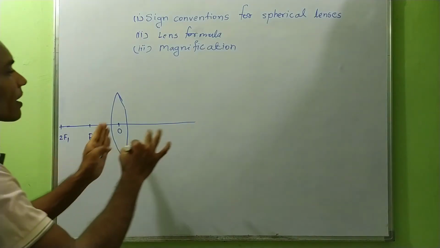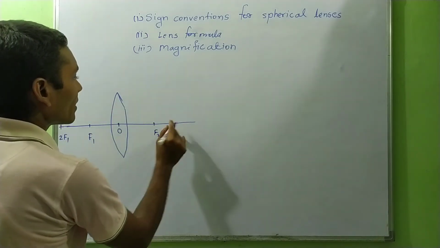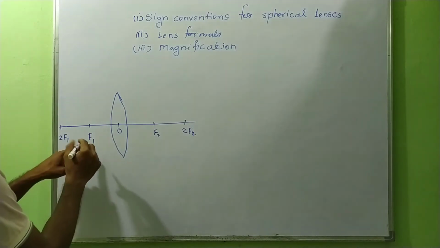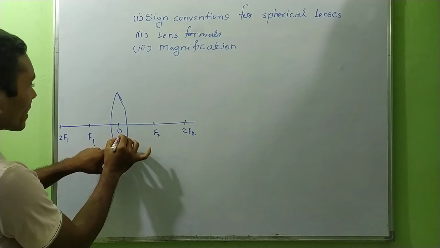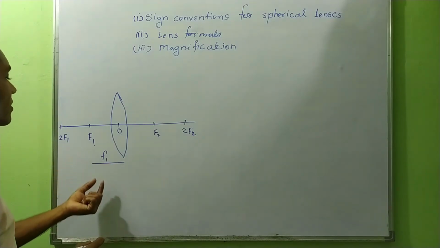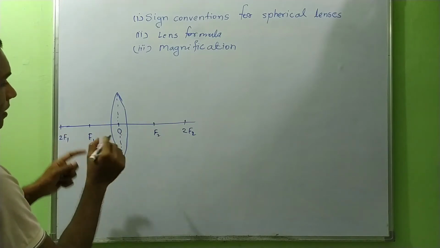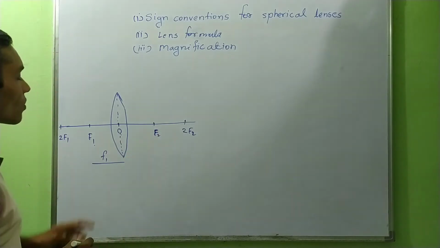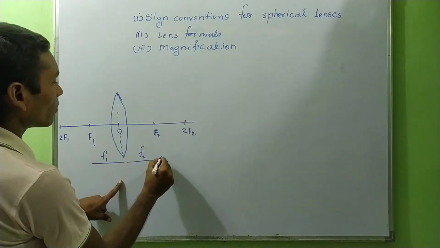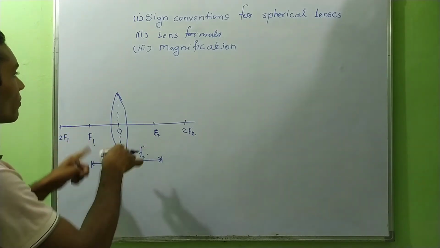Now on the right hand side of the lens, F2 is there. This is the second principal focus of this convex lens, and at the same distance, 2F2 is taken. The distance of F1 from the optical center is denoted by small f1, and this distance is called the first focal length of the convex lens. The distance of the second principal focus from the optical center is denoted by f2.